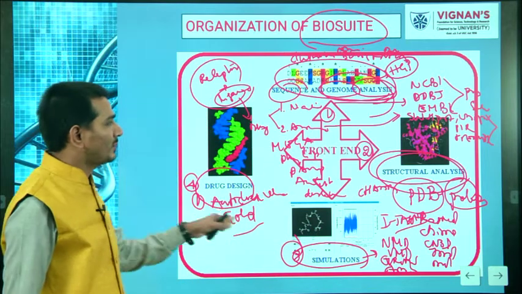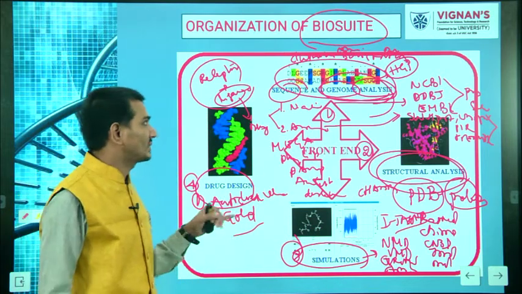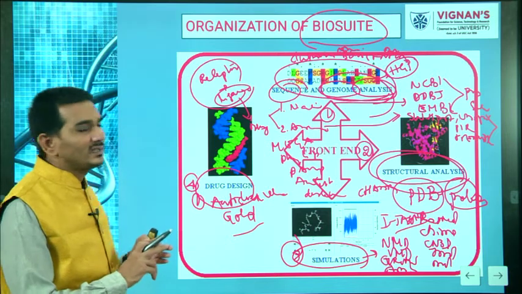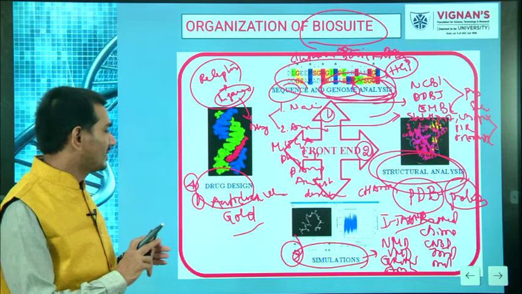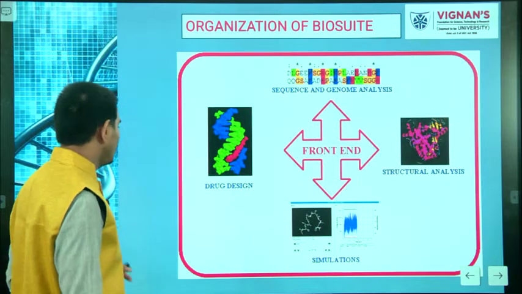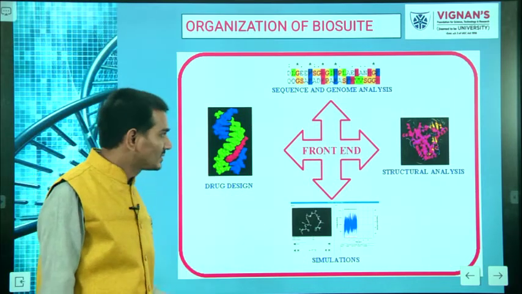So these are the four important modules in this so-called Biosuite. The first one is sequence and genome analysis. The second one is structural analysis. The third is simulation, and the fourth module is the drug design. All these four modules together constitute the Biosuite.